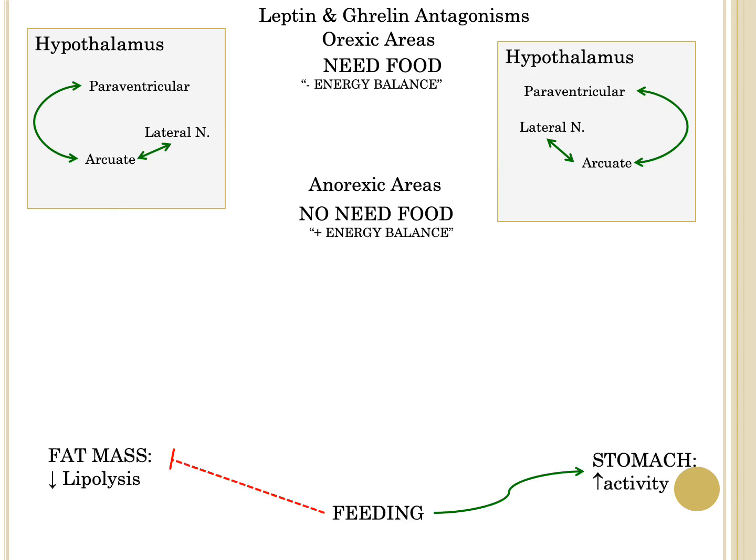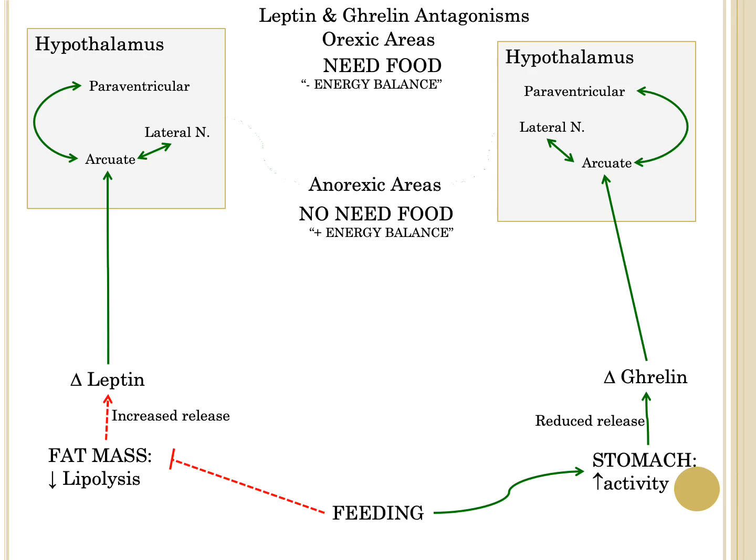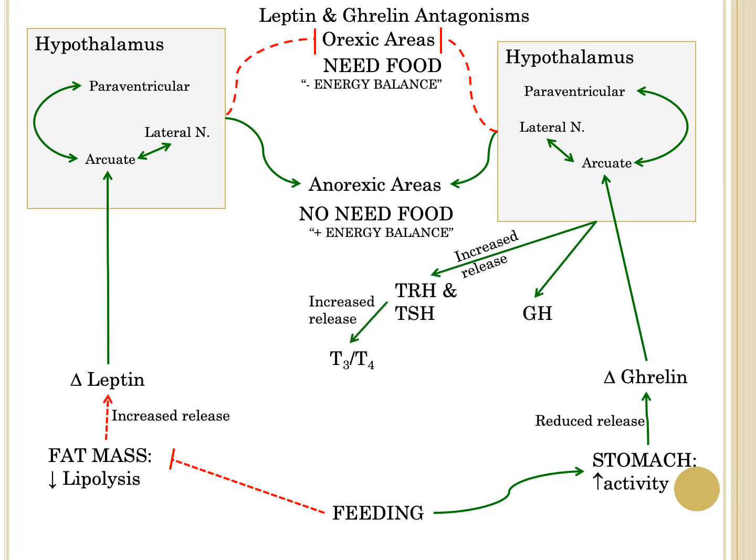Now we start to feed. As we start to feed, we start to change our lipolytic activities. We start to reduce lipolysis, which means we're going to start increasing leptin. We're going to start changing ghrelin releases. The change of ghrelin release and the change of leptin release is going to stimulate the anorexic centers and inhibit the orexic centers. This is going to allow me to have a fasting period. At the same time, we're going to start to see an increase of thyroid releasing hormone and thyroid stimulating hormone, which is going to cause the release of T3 and T4.